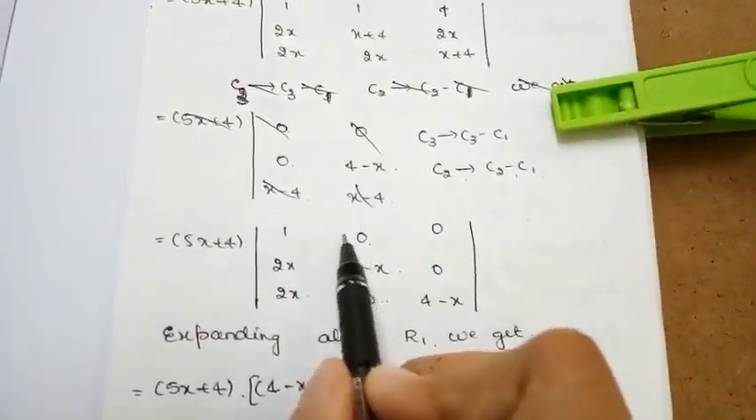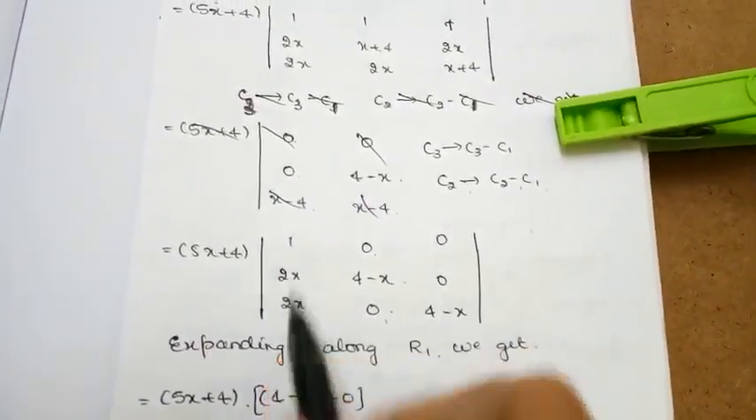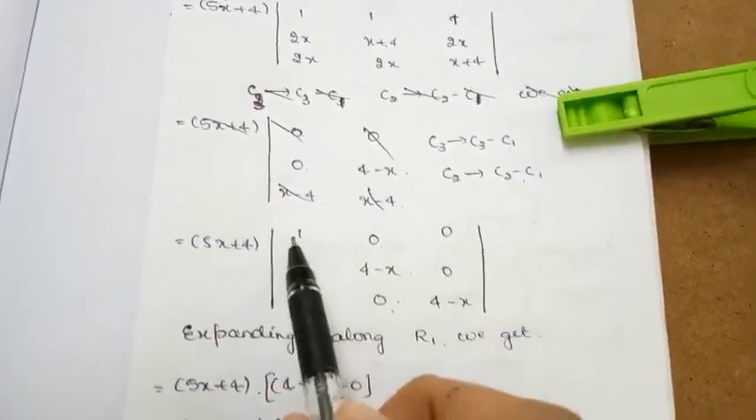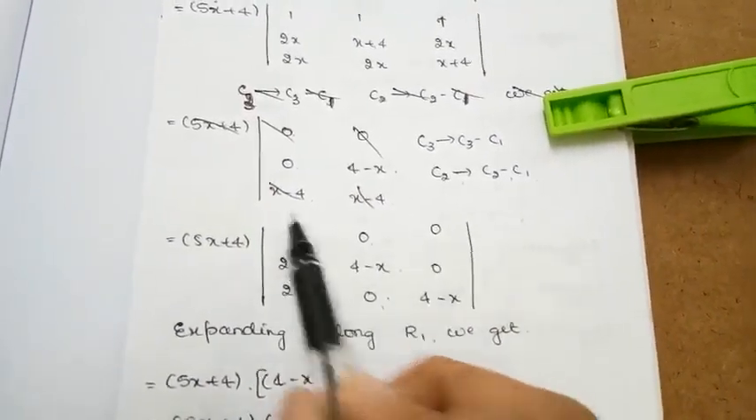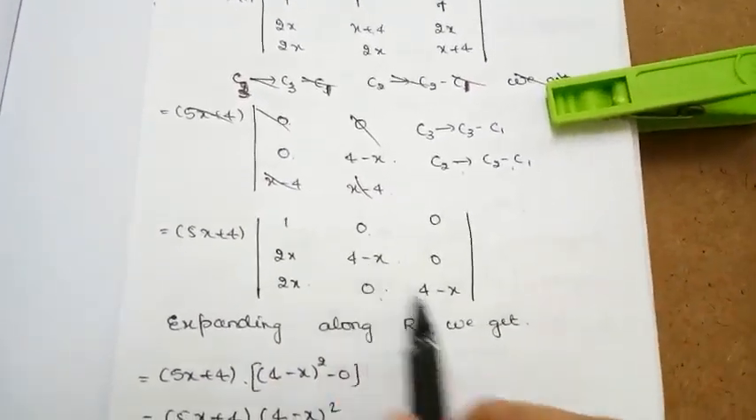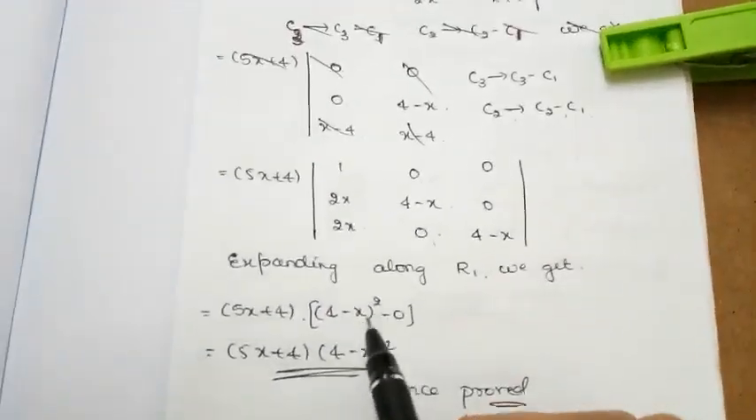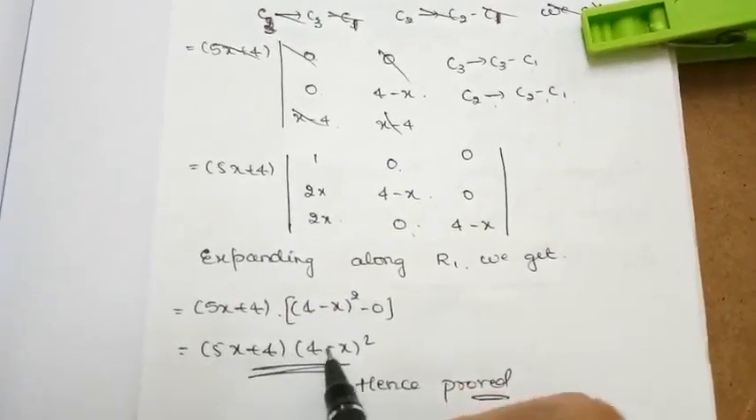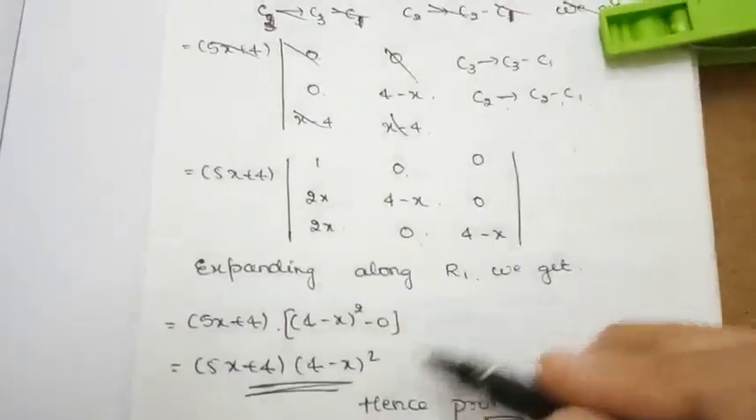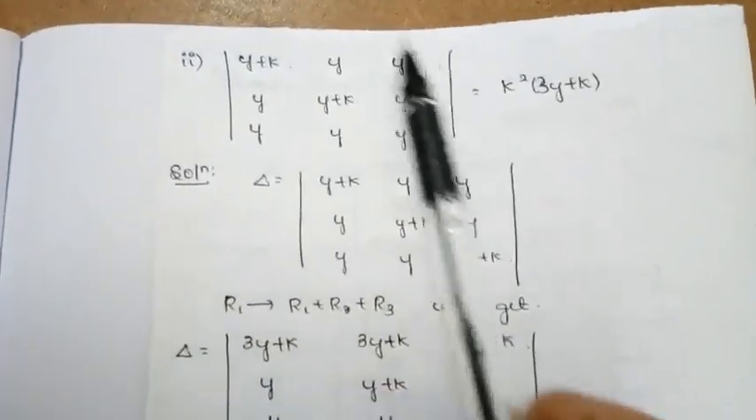So now you are having two zeros here, so I am expanding it along the row 1. Expanding along it means this row and this column are deleted. If I cross multiply, 4 minus x square minus 0, so that is nothing but 5x plus 4, 4 minus x whole square. This is what we required in the RHS, hence proved. Next question is this one.